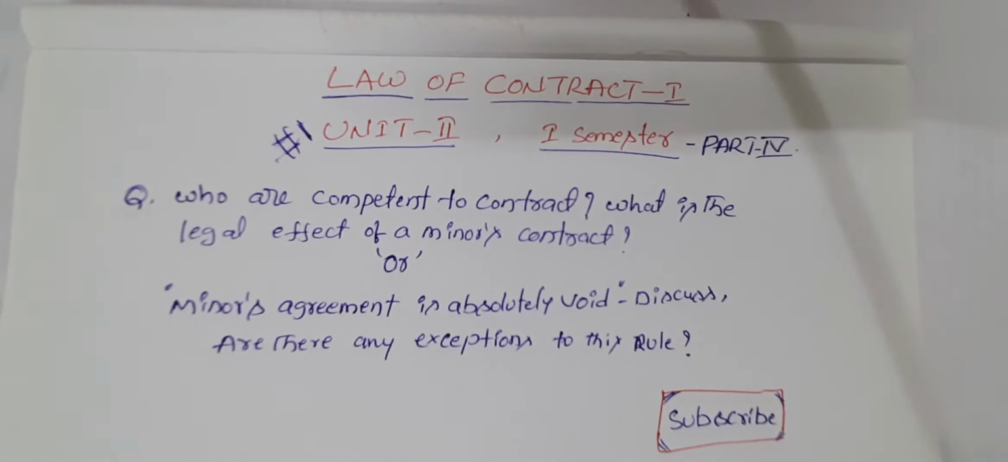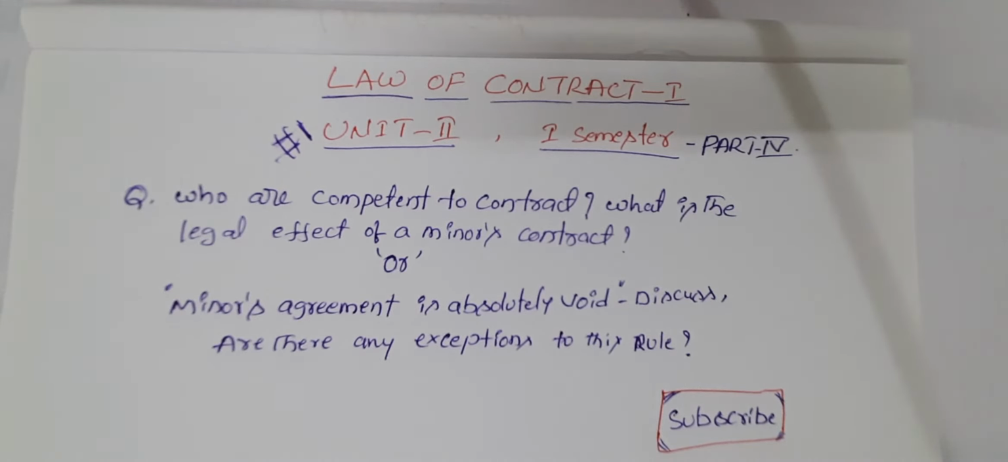In this, we will be reading the content which may be an answer to the questions given from the law papers. And in this video, we are going to go with the first semester Law of Contract, Unit 2, Part 1. Right? So, in this we are going to discuss the validity of contract with a minor, as well as who are competent to contract, and what is the legal effect of a minor's contract.